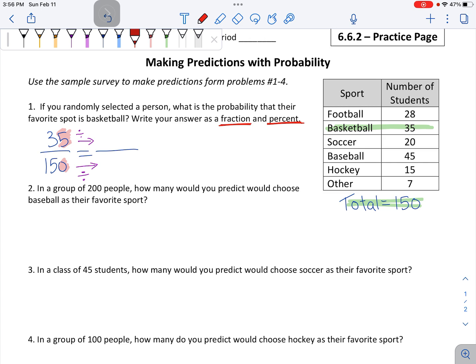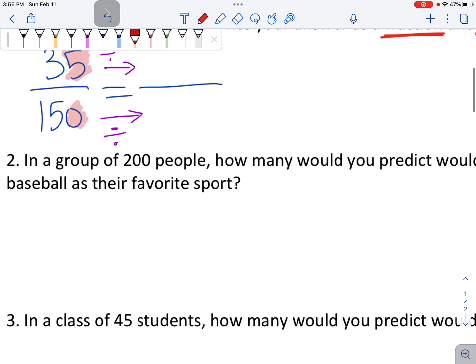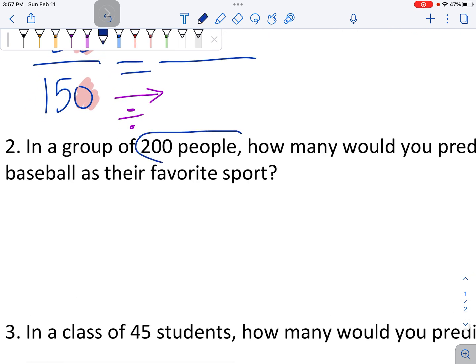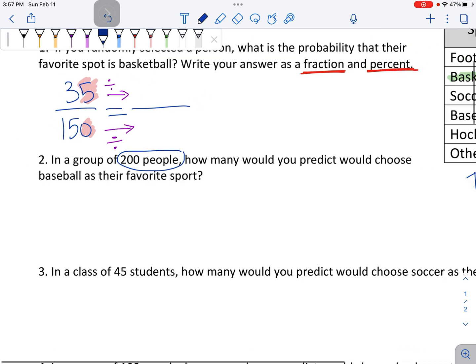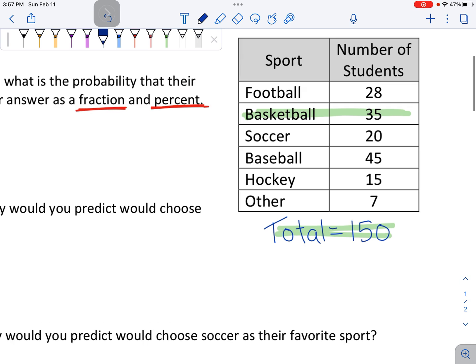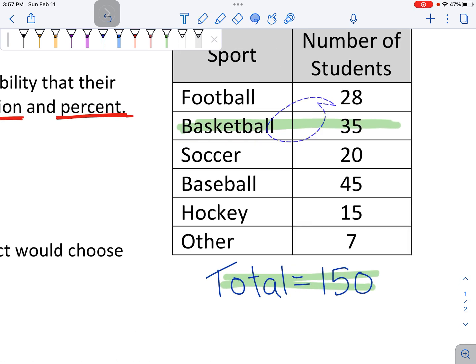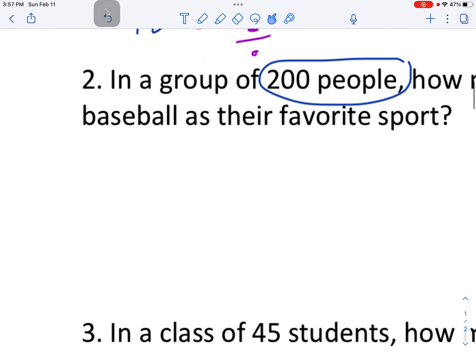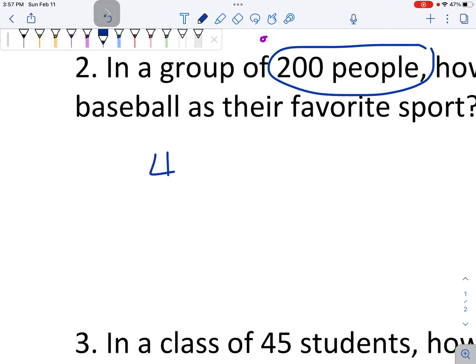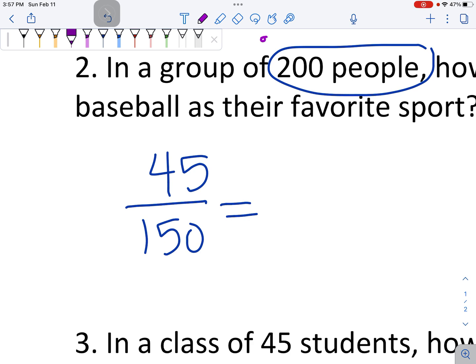In number 2, there's a group of 200 people. How many would we predict would choose baseball as their favorite sport? Well, looking back at our table, baseball was 45 out of 150. So I'll write that as a fraction. 45 out of 150 equals, but I don't want 150 people, I want 200 people.